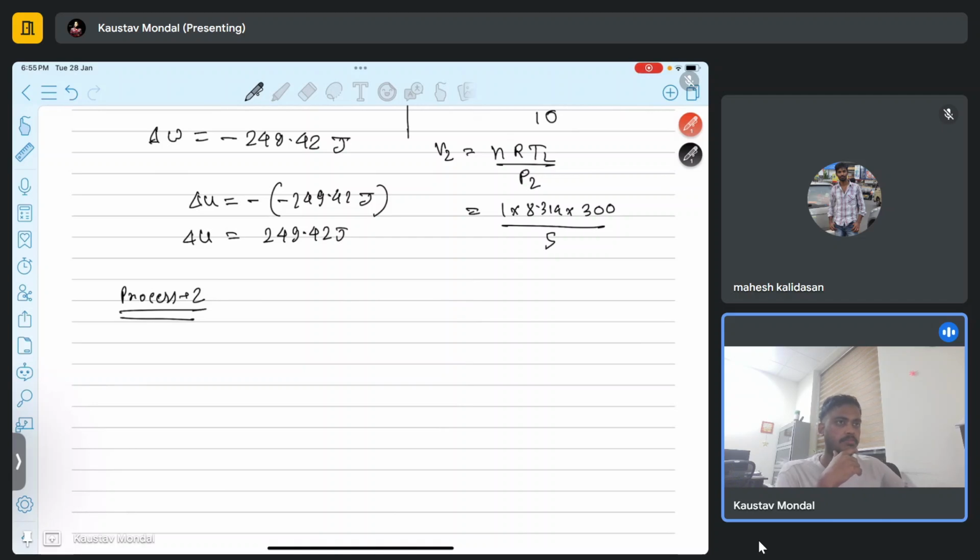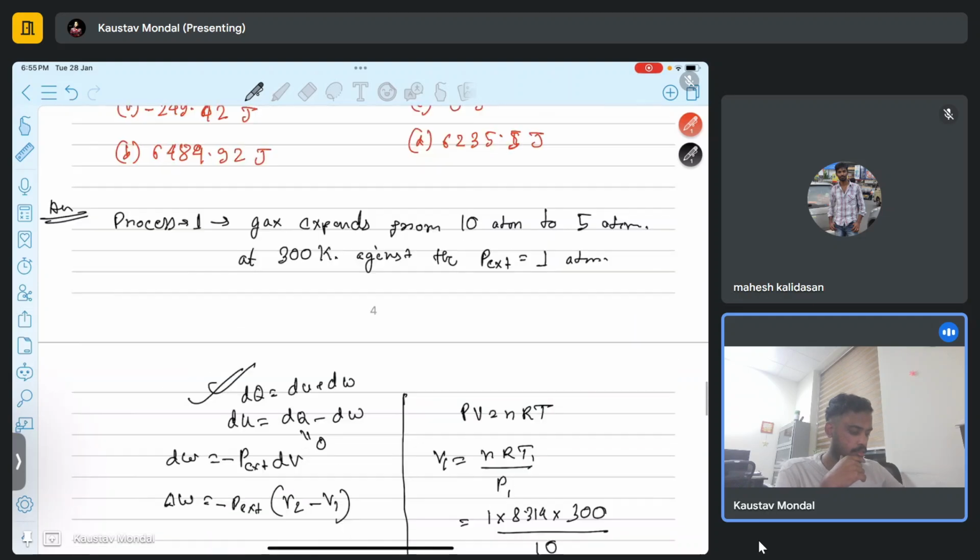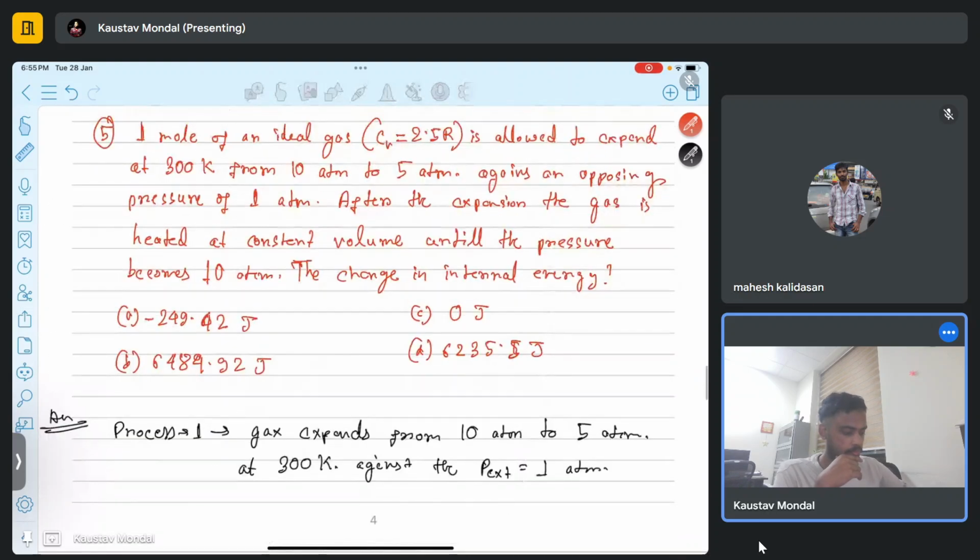So during this process, this is written here. After the expansion, the gas is heated at constant volume until the pressure becomes 10 atm. Initially, we remember the gas shifted from 10 atm to 5 atm. So right now it's at 5 atm.